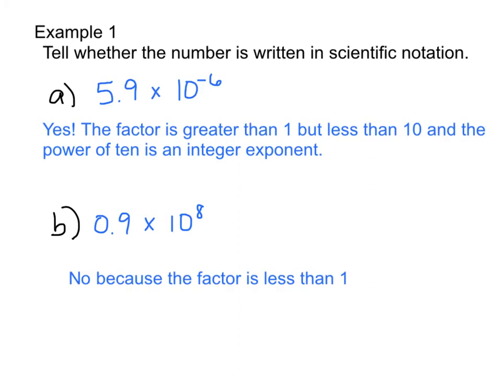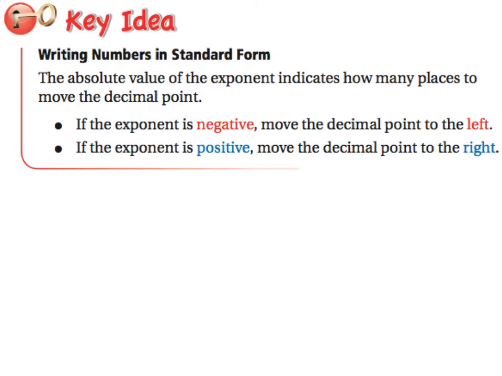And your answer would be no, because 0.9 is less than 1. Because the factor is less than 1, it is not written in scientific notation. So now we know what standard form and what scientific notation is. But now we're going to write numbers that are written in scientific notation in standard form. Here's how you do it.